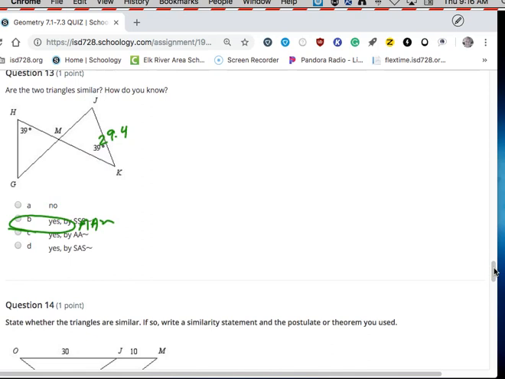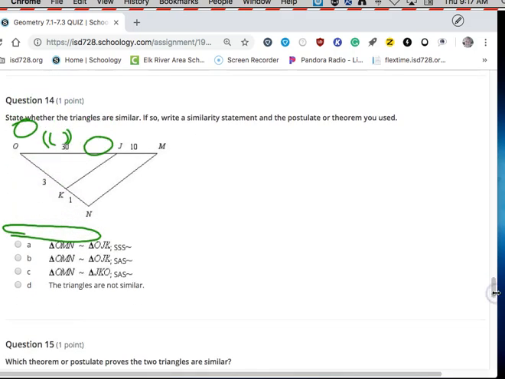In problem 13, two triangles similar. How do I know? Okay, well, I've got a bow tie. This is congruent to this, and this angle are the same. So these two triangles are similar by angle similarity.